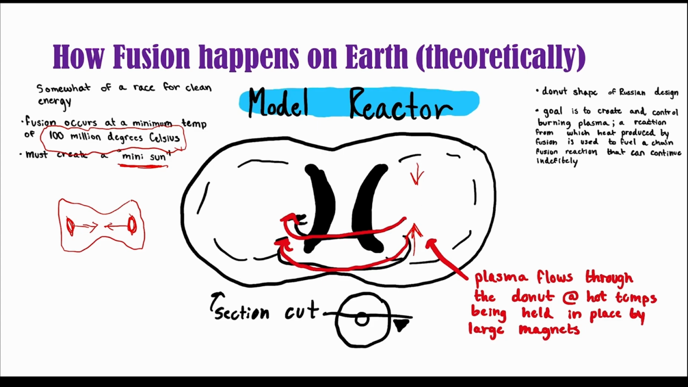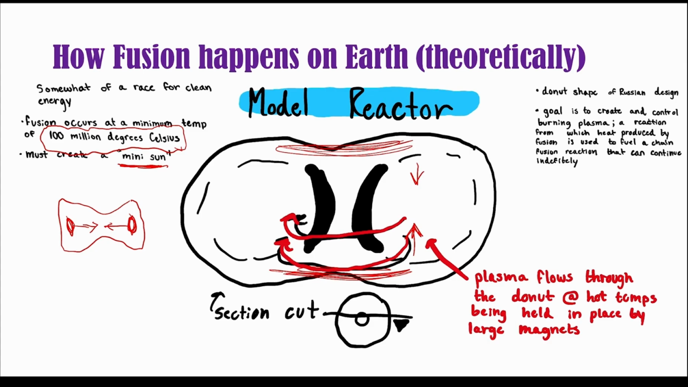But the goal is to create and control what we call burning plasma. It hasn't been able to happen yet, but what we do is we use 2 really powerful magnets to keep the really, really hot plasma where it needs to be, because there's not really a material on Earth that can withstand 100 million degrees Celsius. So we use magnets to control plasma rather than using something to contain the temperatures. And this plasma flows through the donuts at hot temps.